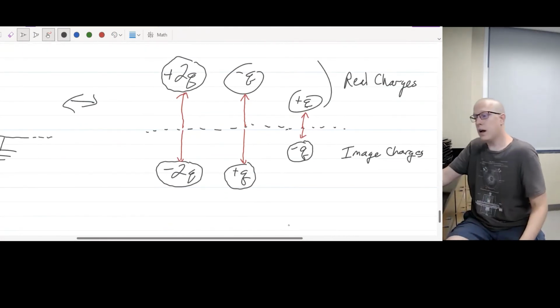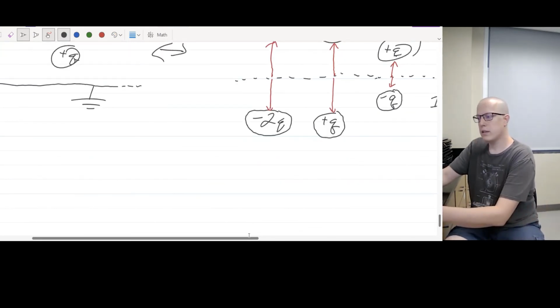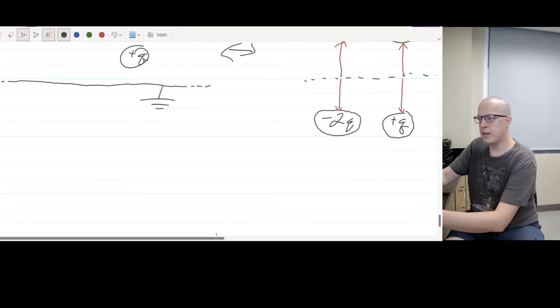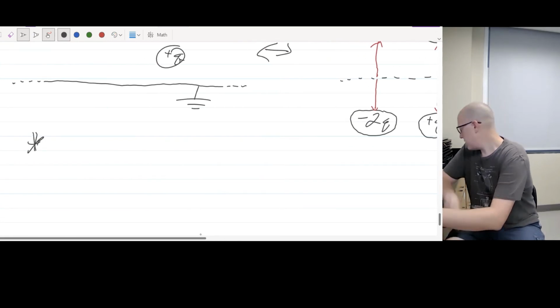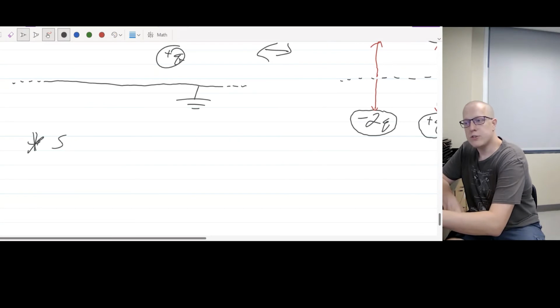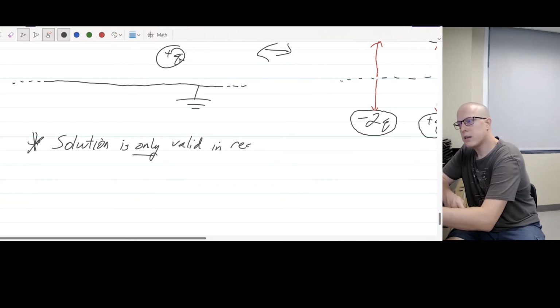Okay. However, two important things here. Two important notes about this sort of technique that we've discovered here. The first is that the solution is only valid in the region with the real charges.